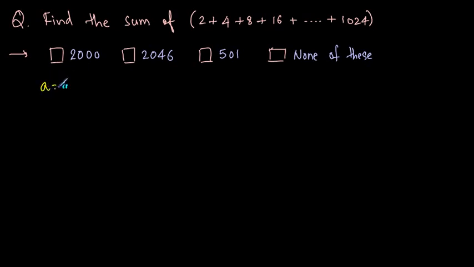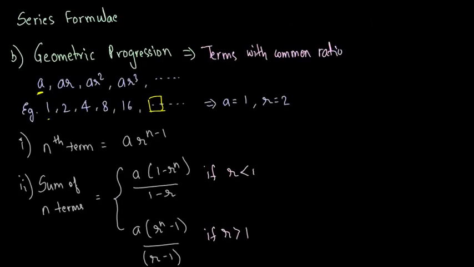So here a is equal to 2 and the ratio r is equal to, take the ratio of any two successive numbers. So 4 by 2, that is equal to 2. So the ratio is also 2. Now we have been asked the sum of the series. So let's look at the formula for the sum of a series.